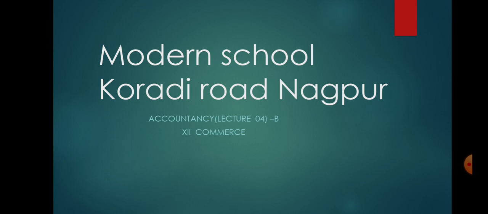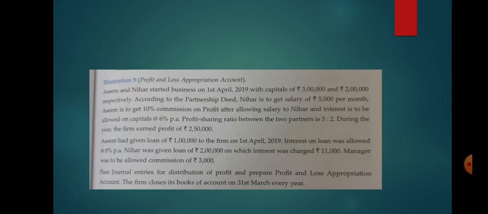As given in the example, there are two partners, Ashim and Nihar. They started their business on April 1st, 2019. They invested capital of 3 lakh and 2 lakh. According to the deed, Nihar is to get a salary of rupees 5,000 per month. I repeat, it is 5,000 per month.